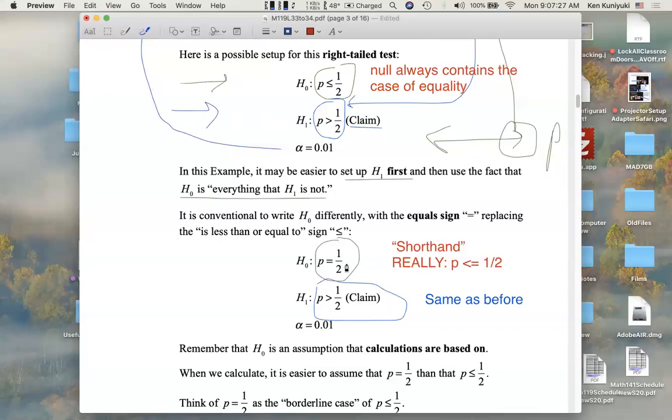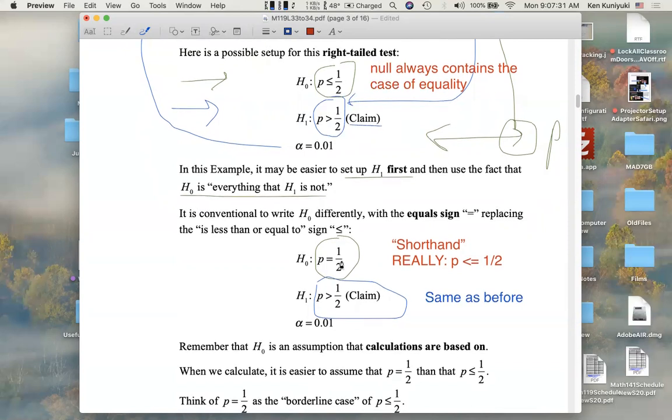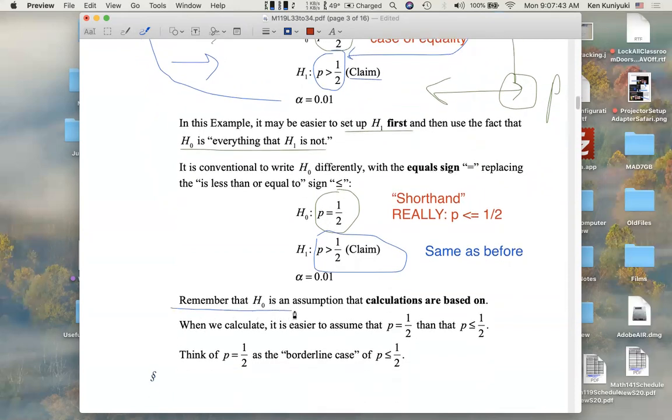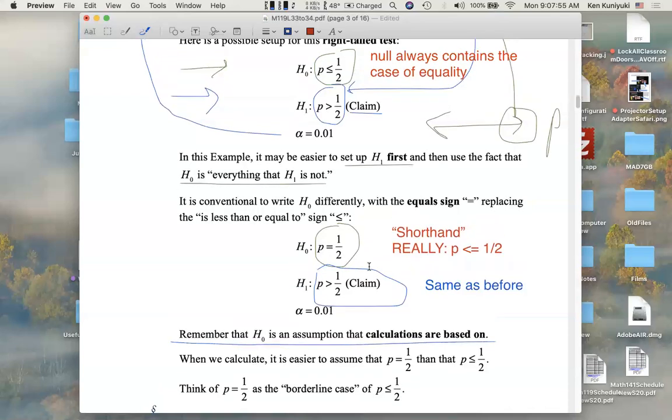So books almost always write P equals 1/2. And again, absorbed in this is the case of P being less than 1/2. One reason why this is convenient to do is that, for one thing, the equal sign is more familiar to us, but also remember, the null hypothesis is the assumption that calculations are based on. So when we say that we're performing calculations under the null, if we just assume P equals 1/2, then it's more straightforward to work calculations based on that assumption. Although it also includes the cases where P is less than 1/2.